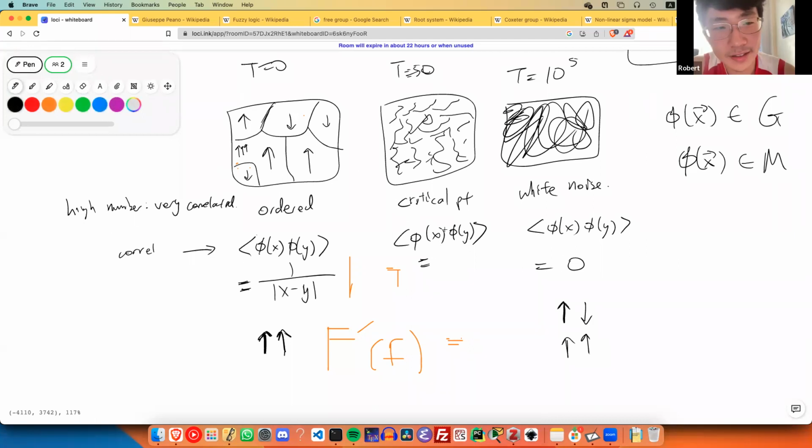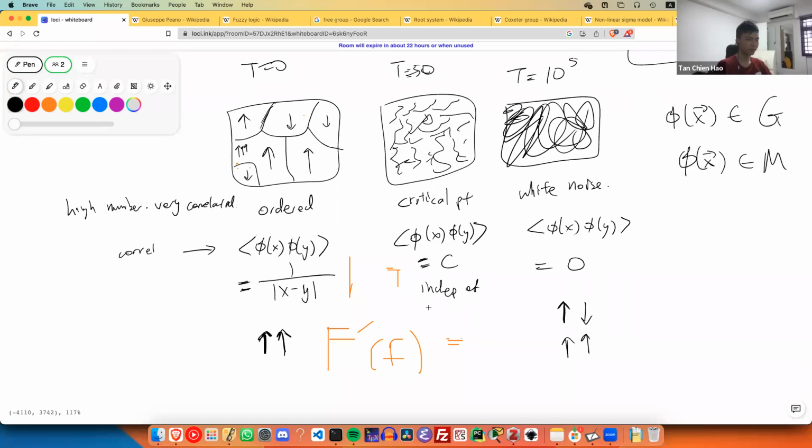So the correlation no longer depends on the distance. It's just some constant c perhaps, independent of x and y. That's weird. That's really weird.